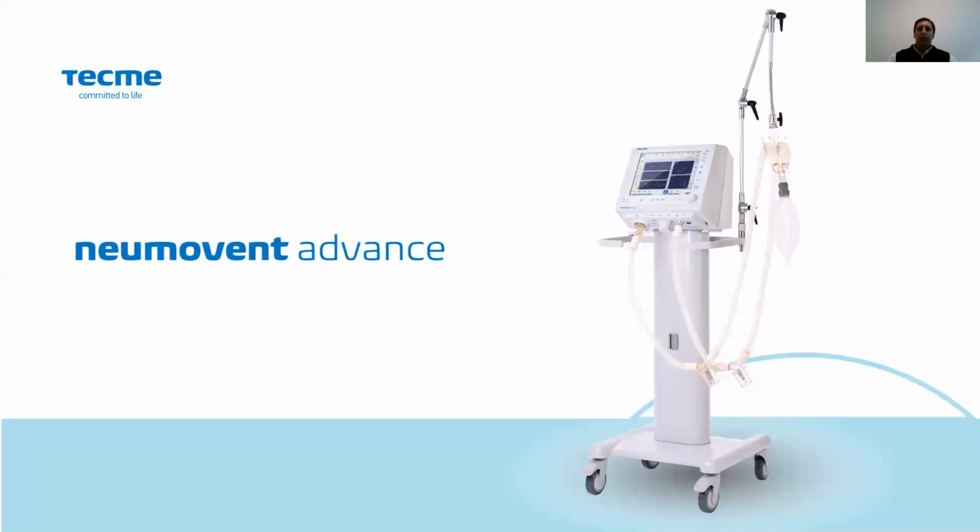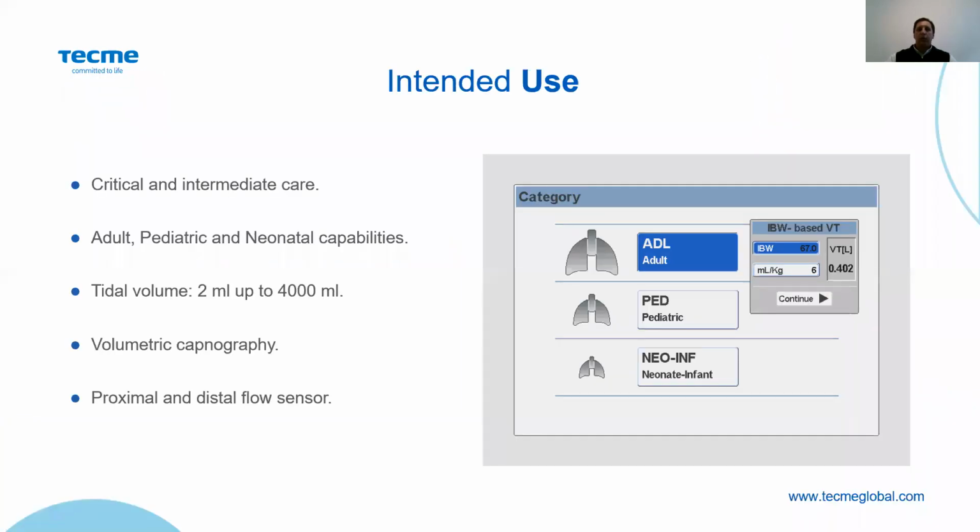And finally, we have the GraphNet Advanced. This is our high-end ventilator. This is our complete machine that is adult, pediatric, and neonate all in one, with the capability to deliver from 2 ml up to 4 liters. It also has volumetric capnography, and for neonates, it has the capability to measure the flow by using the standard distal flow sensor or the proximal flow sensor for neonates to be more precise in the measurement. So basically, these are the three machines that we are dealing with nowadays.